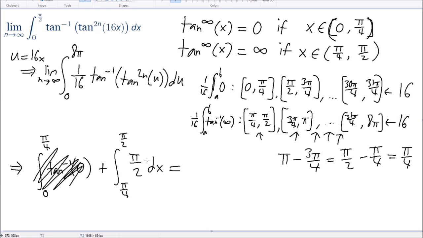I know it looks illegal, but trust me, this is valid. Pi over 2 minus pi over 4 is equal to pi over 4. Pi over 4 times pi over 2. This gives us the answer, pi squared over 8. And that's it.